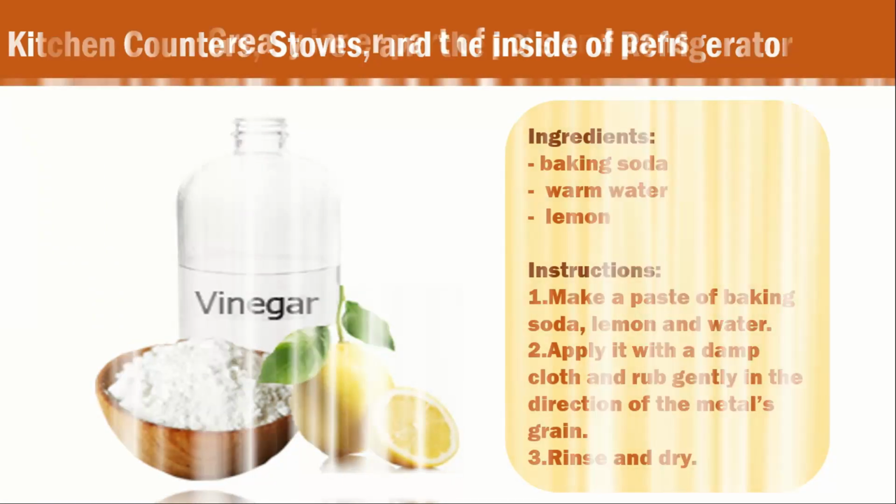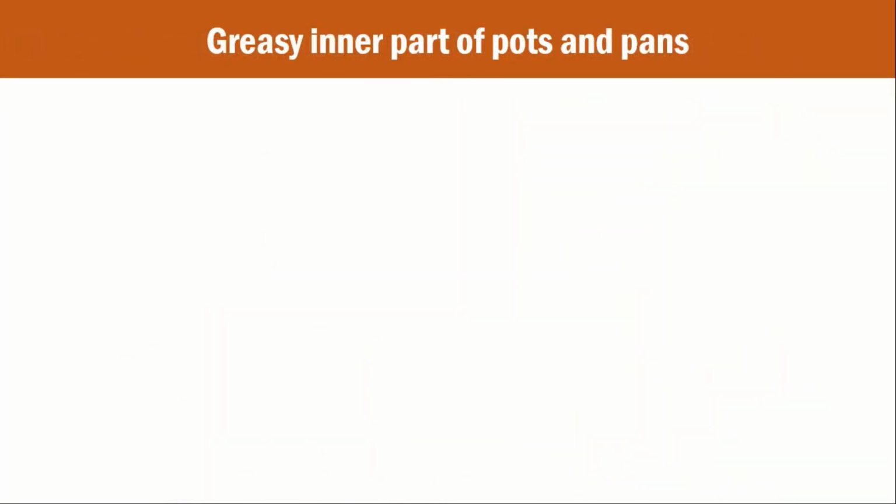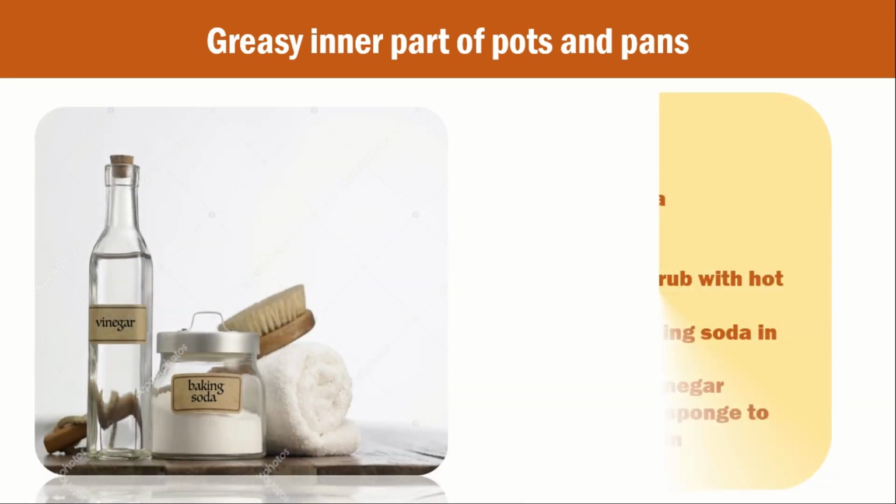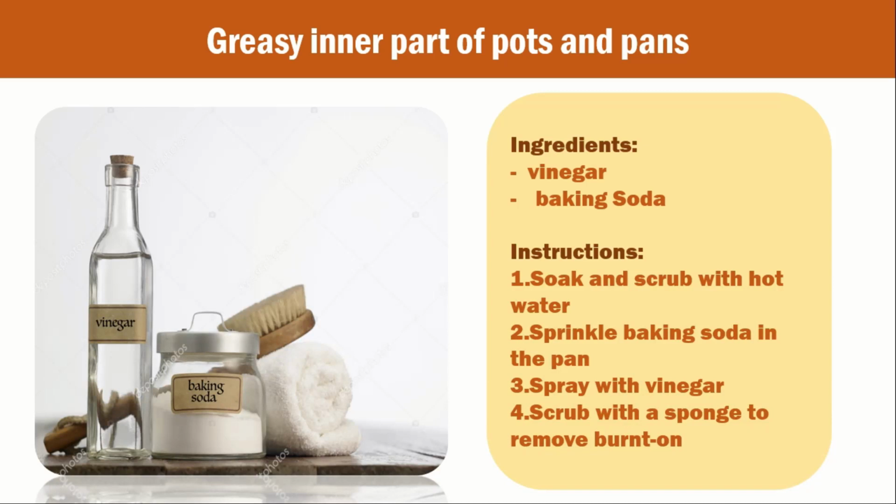For cleaning greasy inner part of pots and pans, here are the needed ingredients: vinegar, baking soda. Instructions. 1. Soak and scrub with hot water. 2. Sprinkle baking soda in the pan. 3. Spray with vinegar. 4. Scrub with a sponge to remove burnt on.